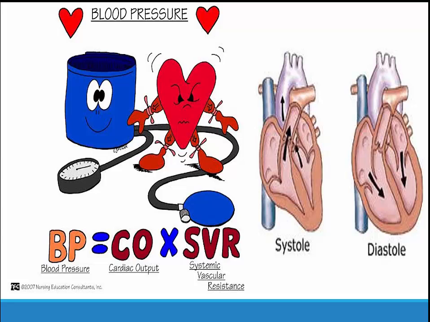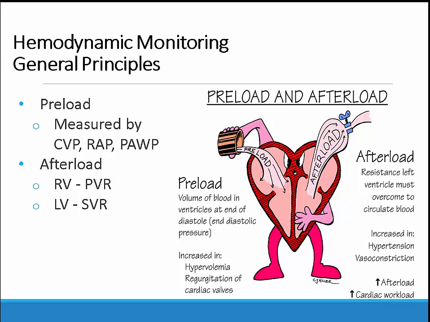So a high SVR, systemic vascular resistance, can happen from vasoconstriction from shock, hypertension, increased release or administration of epinephrine or other vasoactive inotropes, or left ventricular failure. A decrease in systemic vascular resistance, or SVR, can result from vasodilation, shock states, and drugs that decrease the afterload. Preload is the volume of blood within the ventricles at the end of diastole.